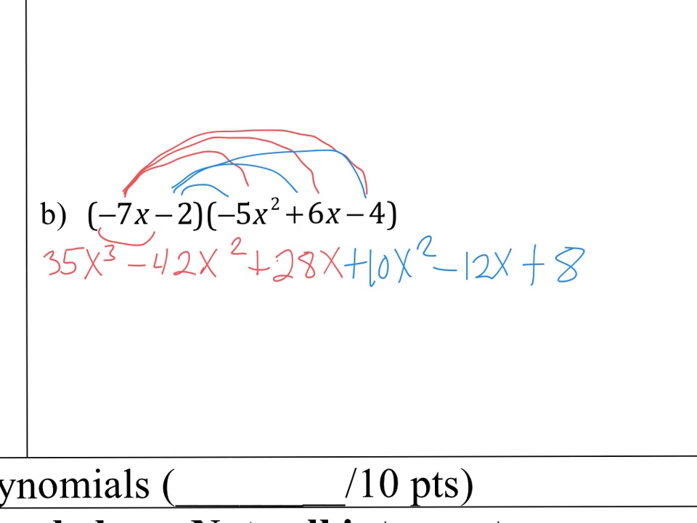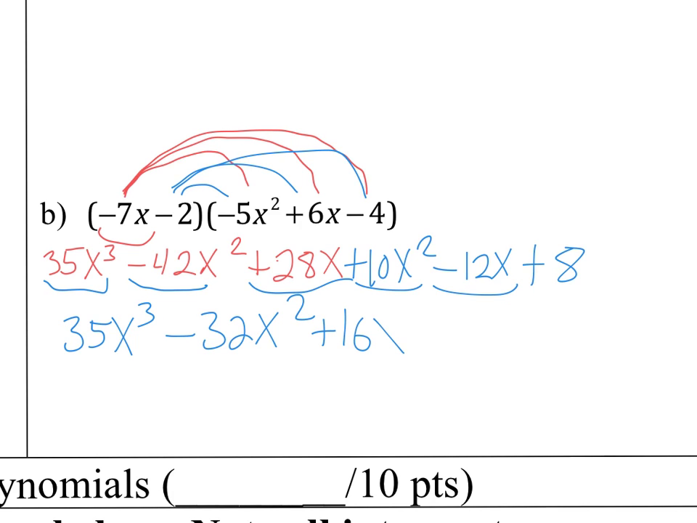Going to look for some like terms. Nothing goes with my x cubed, so we've got 35x cubed. I've got a couple x squared pieces. Negative 42 plus 10 is minus 32x squared. 28x minus 12x is going to be plus 16x, and then plus 8.